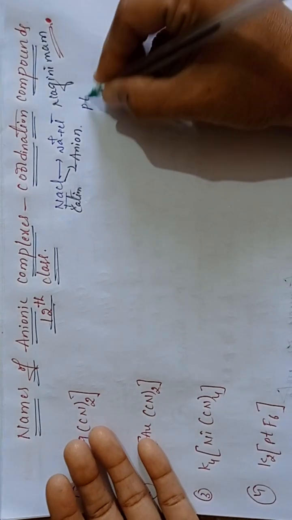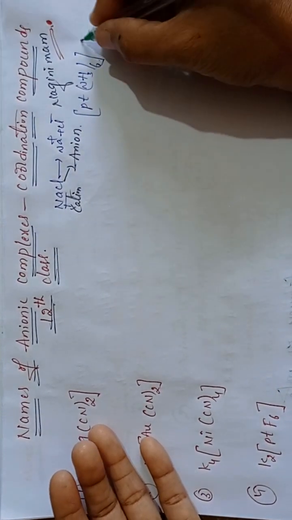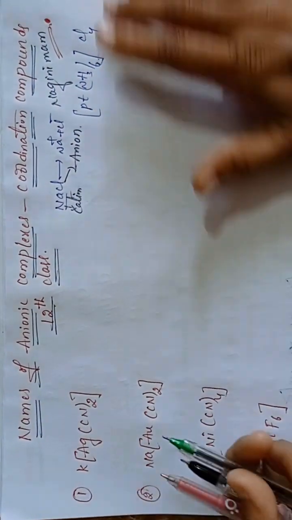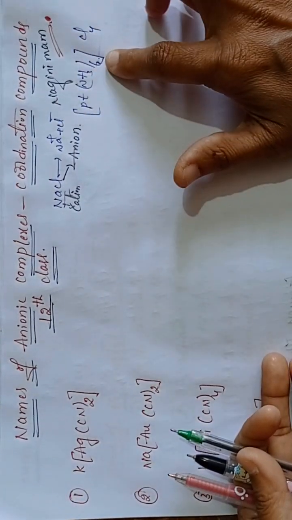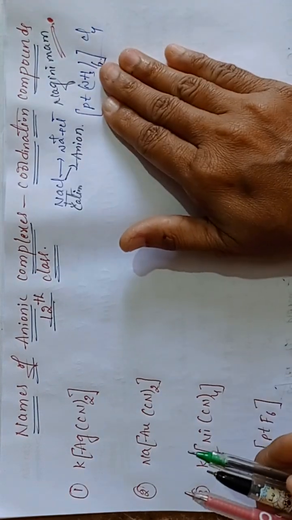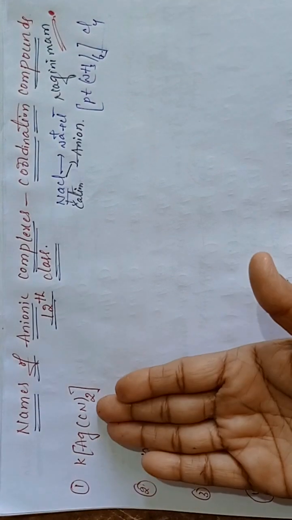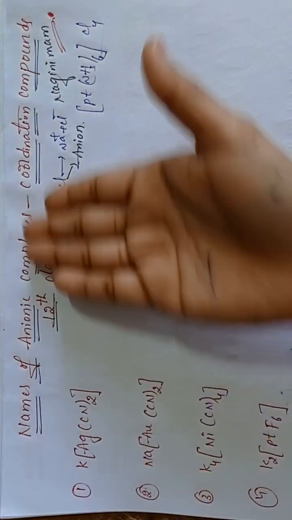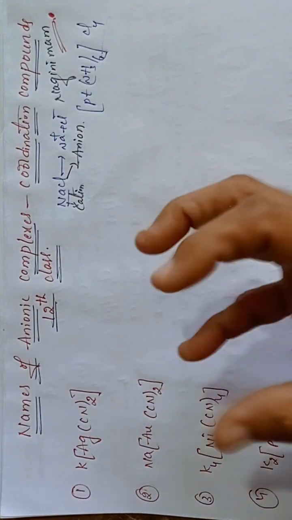Pt(NH3)6 Cl4. See this complex? First cation, next anion. In the cation place, the square bracket is there. That's why it is a cationic complex. In the anion place, if the square bracket part is there, that is an anionic complex. The square bracket part is one group you have to consider.